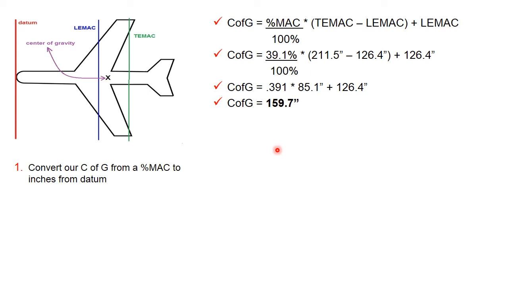We will then insert our given values into that formula, and that will give us 39.1% divided by 100% multiplied by the difference between 211.5 inches and 126.4 inches, and then add to this value 126.4 inches. Once these calculations have been done, we find out that our center of gravity in inches from datum is 159.7 inches.